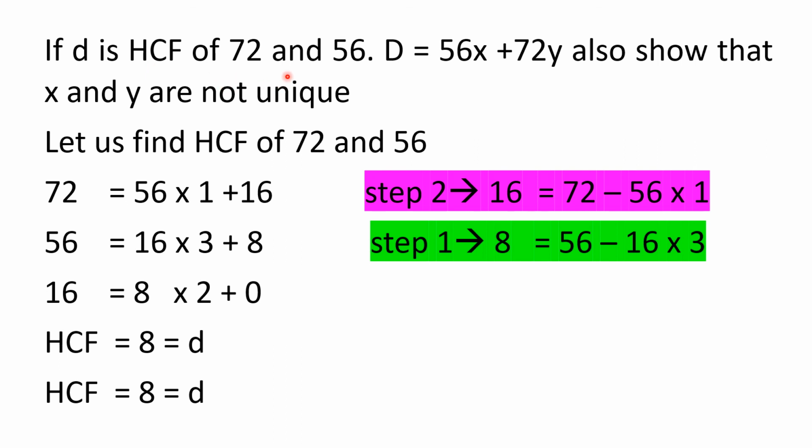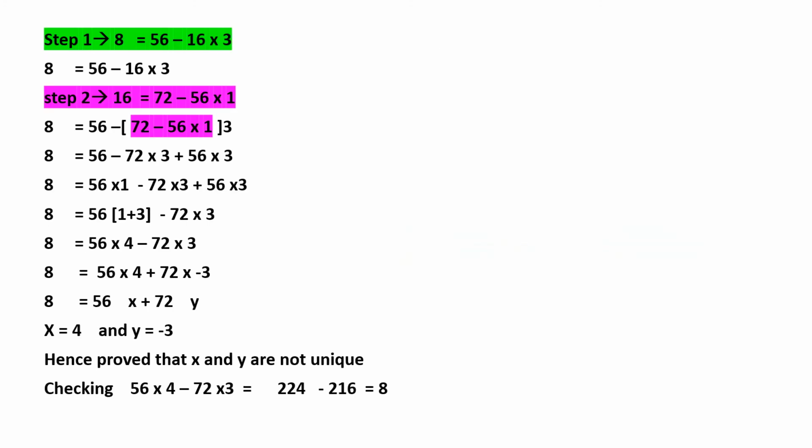D is the HCF of 72 and 56, so we have to find out D. When you find the HCF of 72 and 56, you will get 8. This 8 equal to 56 minus 16 into 3. This 16 equal to 72 minus 56 into 1. Now see, from step 1, 8 equal to 56 minus 16 into 3. Step 2, 16 equal to 72 minus 56 into 1. That we are going to apply here. So what will we get? 56 minus 72 into 3, minus into minus plus 56 into 3.